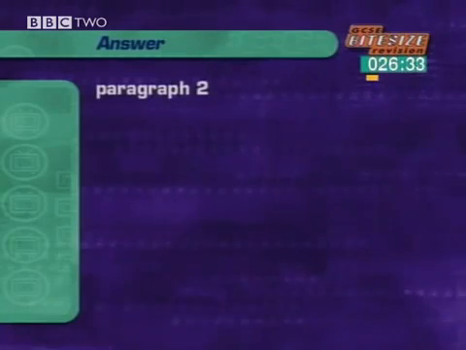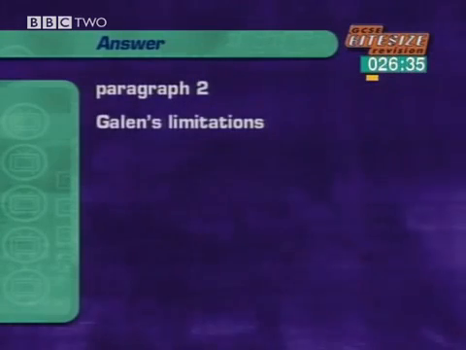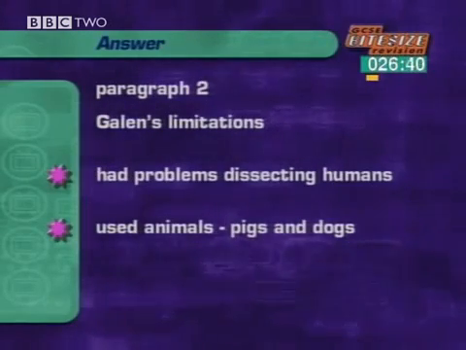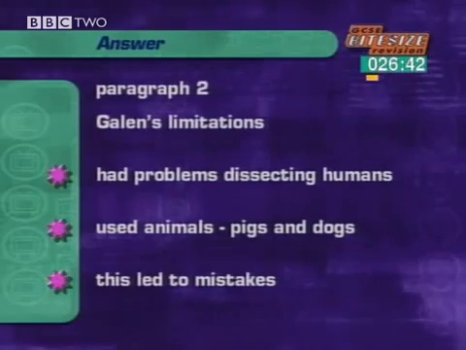The second paragraph should look at Galen's limitations. He had problems dissecting humans, so he used animals such as pigs and dogs. This led to some mistakes in his descriptions.